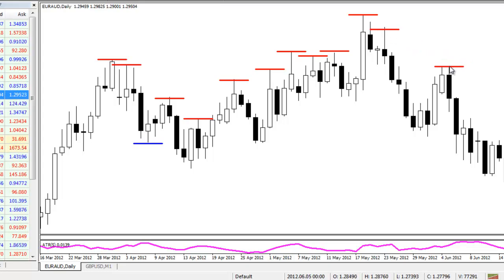And that's probably enough for now. And we'll go through now and mark the swing lows on as well. Swing lows, of course, being in the blue.